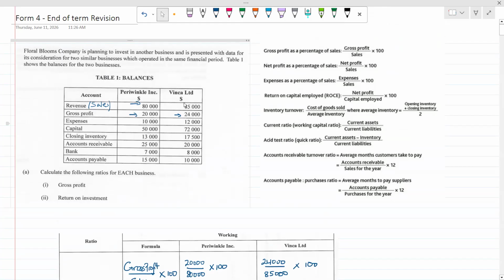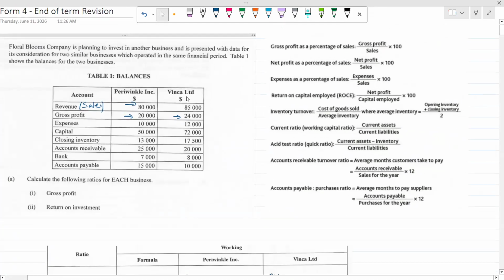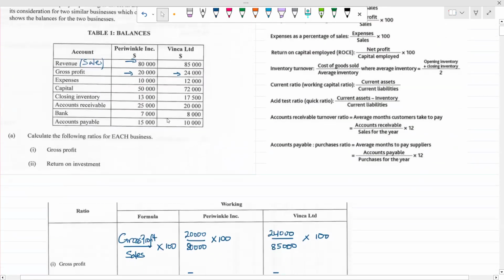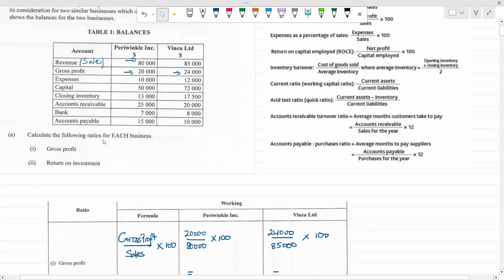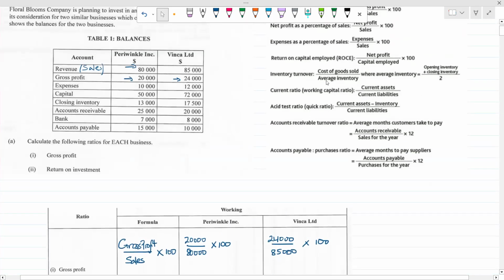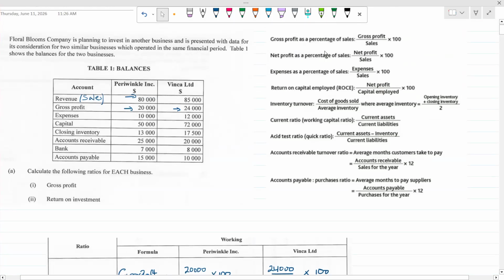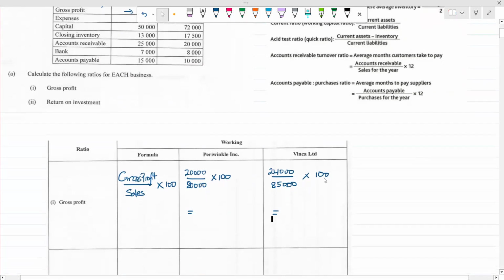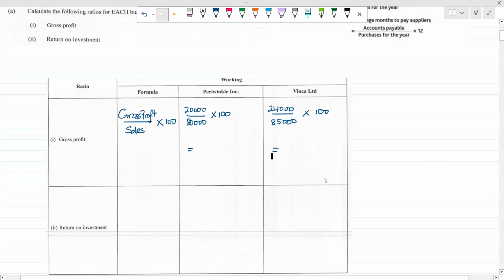And this is Veneer Limited. Looks like Vinca Limited. The question is asking us to calculate the ratios for each business. The first is the gross profit, and the second is return on investment. On our right-hand side here, I've included a snapshot of the different types of ratios that we have available to us. It includes all of the ratios that you need to be aware of. So we're doing the gross profit ratio.